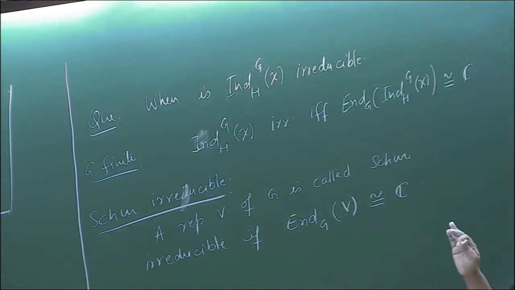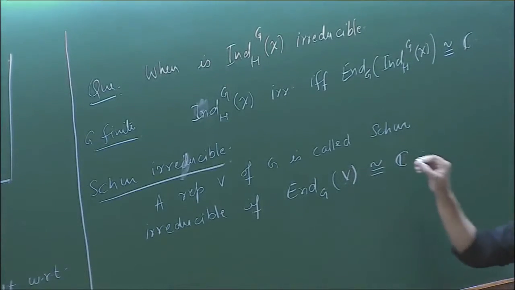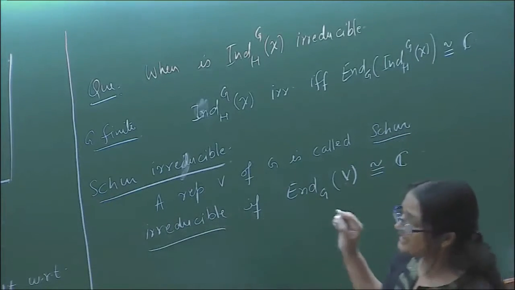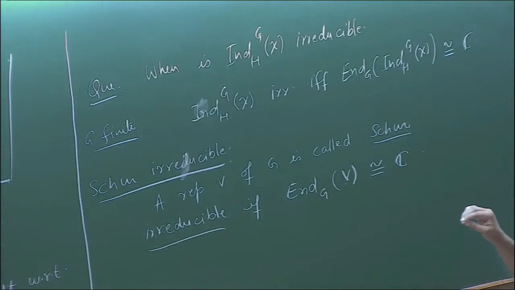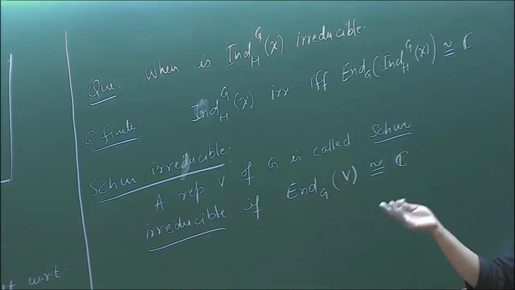Endomorphism, when I look at the endomorphism algebra, it's isomorphic to C. Okay, that I call Schur irreducible, and for the infinite groups, it turns out that this is a weaker condition. Schur irreducible does not imply irreducible. So then one has to worry about two questions: whether my representation is Schur irreducible, and then is it irreducible? I mean, we did not know how to start proving something is irreducible, right?